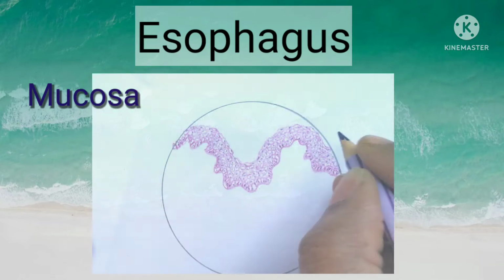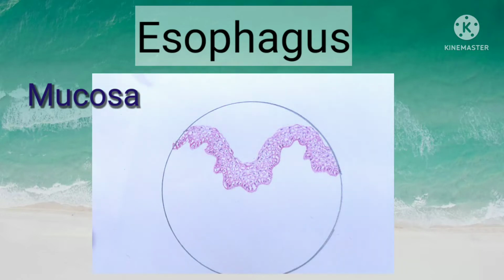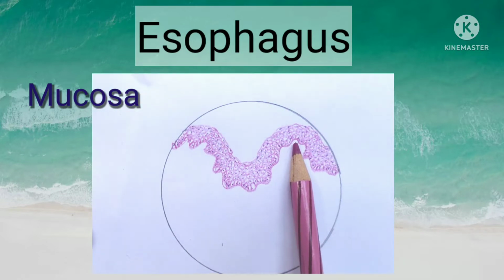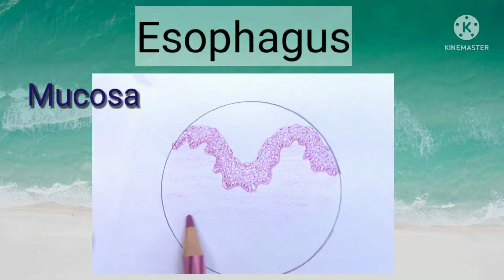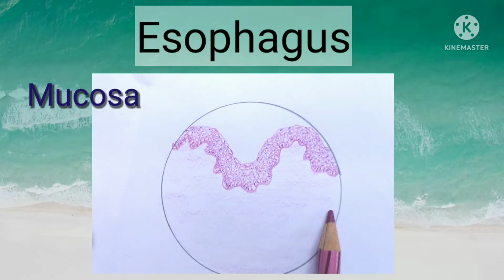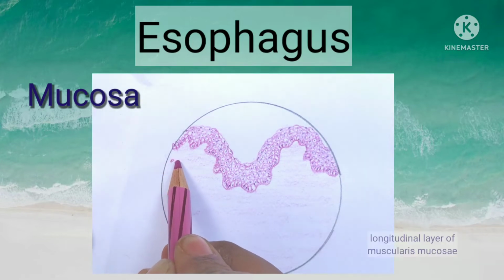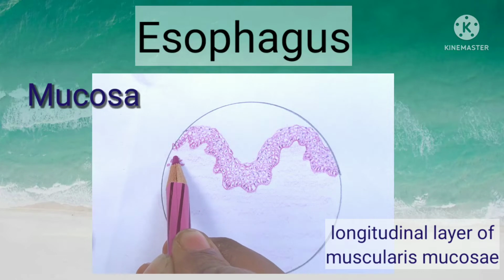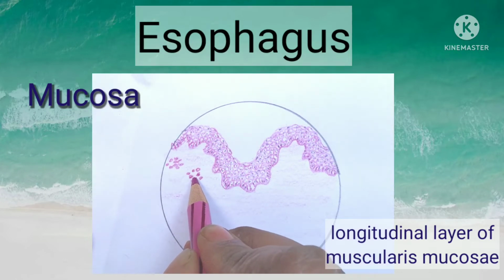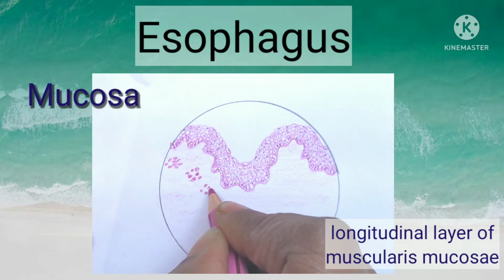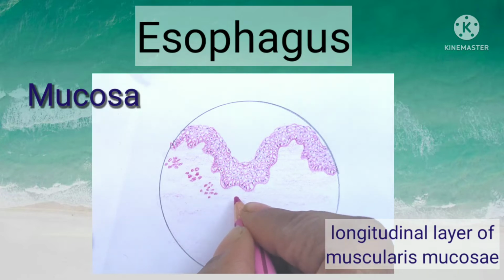So below the mucosa, shade with a light pink so that it is easy to write the structures over it. Then just below the epithelium, we have to show the lamina propria. Lamina propria is nothing but loose connective tissue, similar to the lamina propria throughout the GIT. So we have diffuse lymphatic tissue scattered there, and lymphatic nodules are also present here and there.